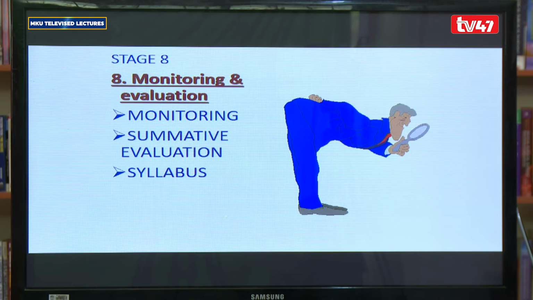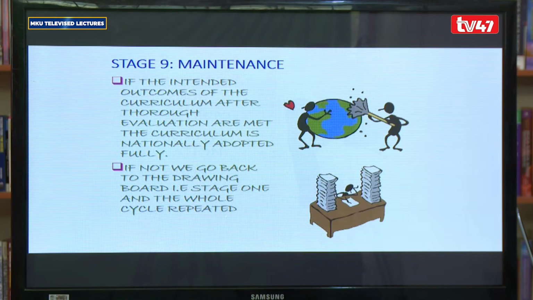And monitoring and evaluation will enable us to know whether we are doing what we are supposed to do or achieving what we had aimed at right from the beginning. For us to do that well, we need to have the syllabus so that we will be well guided in the process. And then stage 9 is where we have the maintenance. If the intended outcome of the curriculum after thorough evaluation are met, then the curriculum is nationally adopted fully.